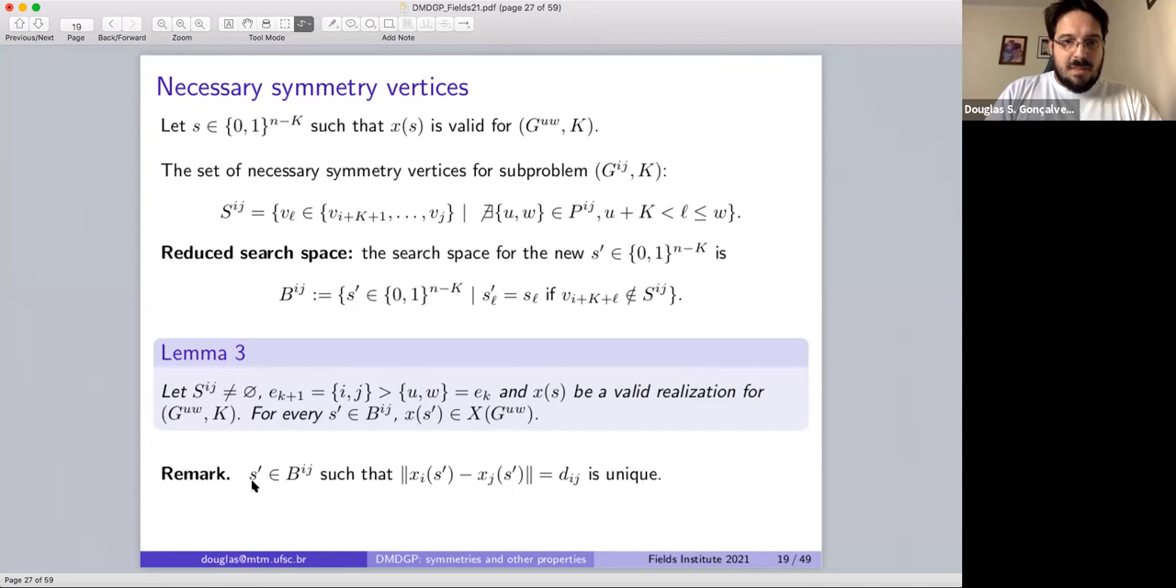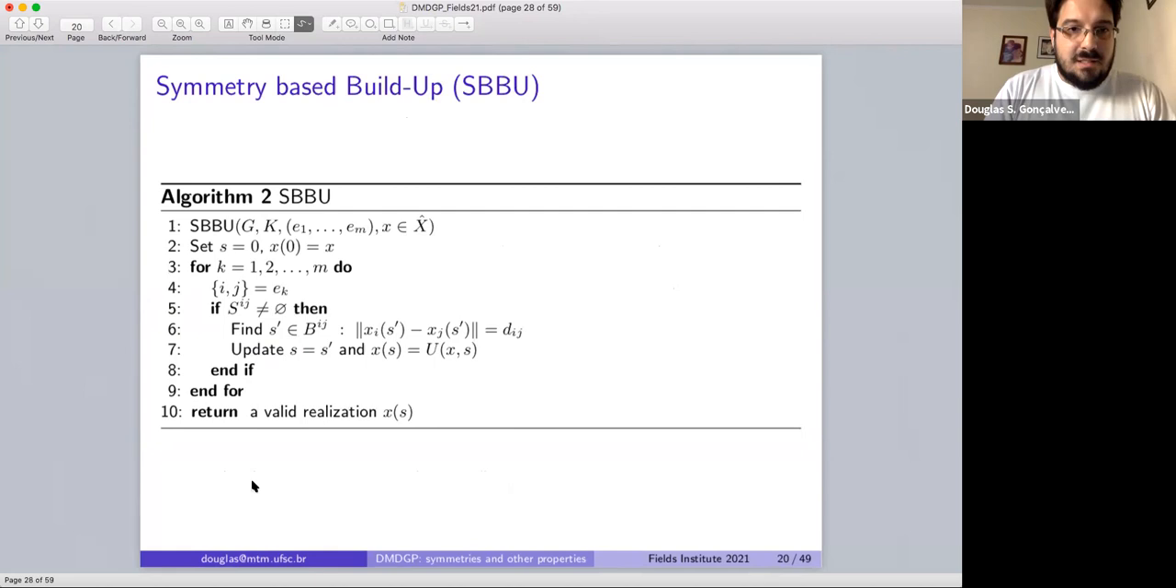So gathering all these ideas, we present the symmetry-based build-up algorithm, which basically says the following: given a candidate realization X in X hat, and a certain order for the pruning edges, you follow this order and you satisfy one new distance constraint at a time in the following way. If the set of the symmetry vertices for the subproblem is non-empty, then you find s prime in the set Bij that I defined in the previous slide, such that this new distance is satisfied. And it's important to notice that, in order to obtain this s prime, what we do is perform the partial reflections, but only those that are allowed, I mean, only those that are implied by the set Bij. And this we do performing an exhaustive search, okay?